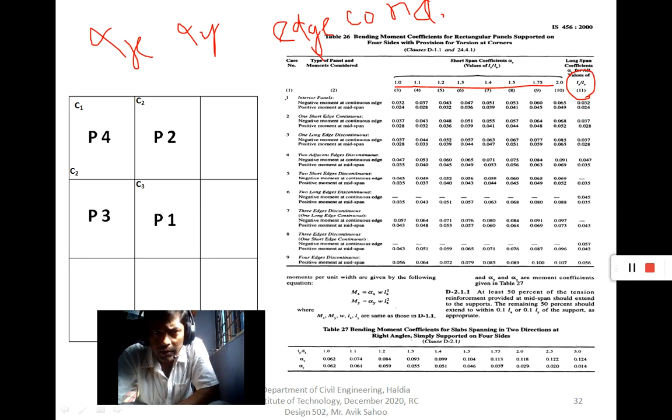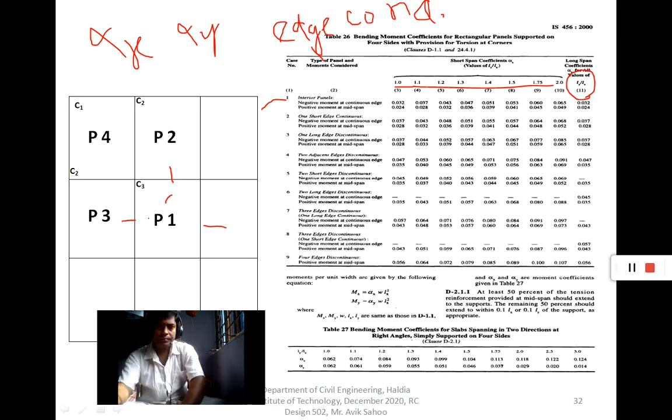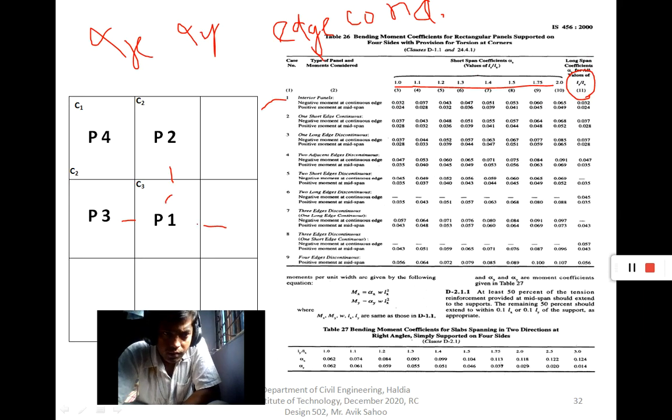First I consider the interior panel. Interior means all four edges are continuous, so panel 1 is an interior panel. This is case 1, panel 1. Here the four edges are continuous. This edge is continuous, then this edge, this edge, and this edge are continuous. So this is an interior panel.